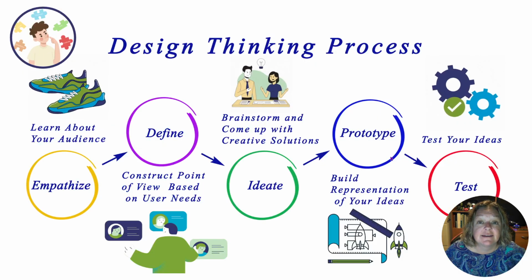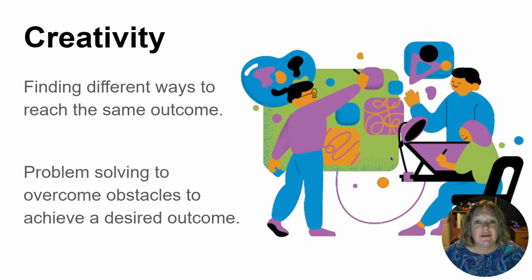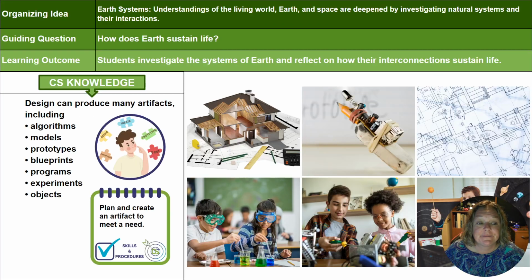Computational thinking, design thinking, and creativity are expected to be a piece of computer science all the way from kindergarten up through grade 6. These are the common threads that tie the whole curriculum together. And in grade 4, you're looking specifically at the design process and incorporating it into your lessons.